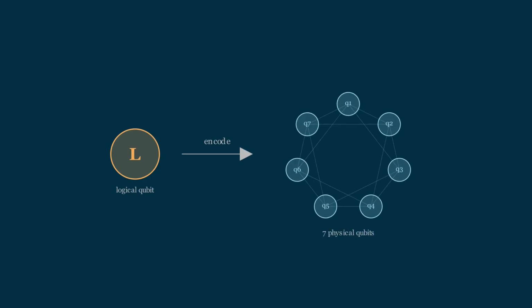Here's the key insight. You take one logical qubit, the qubit that carries your actual information, and you encode it into a larger number of physical qubits. The information is not stored in any single physical qubit.